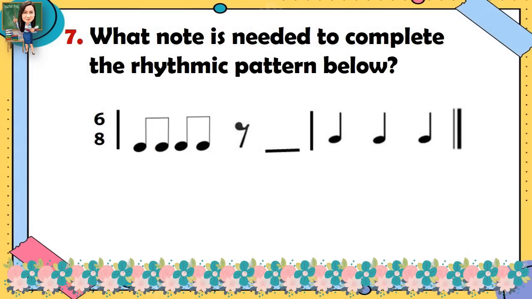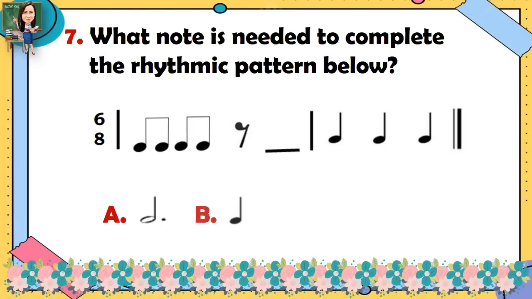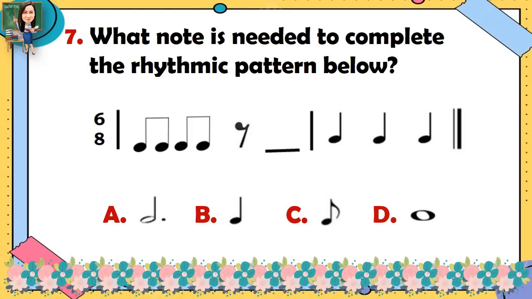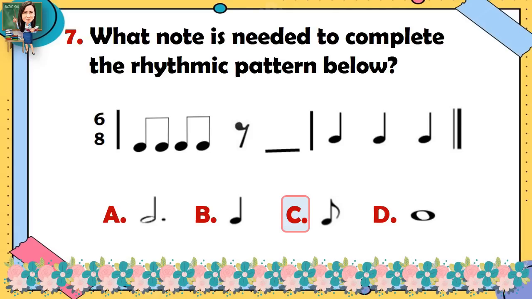Number 7. What note is needed to complete the rhythmic pattern below? A, B, C, or D? Very good. The correct answer is letter C, 8th note.